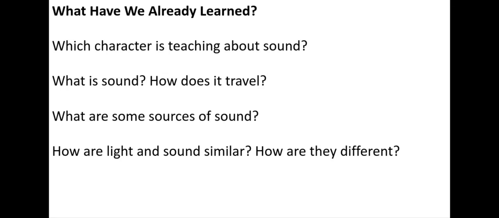All right, like I said, light and sound are different because they travel at different speeds, and light works best in a vacuum, and sound doesn't work at all in a vacuum because there's no particles. And they're similar because they are both energies that travel in waves.